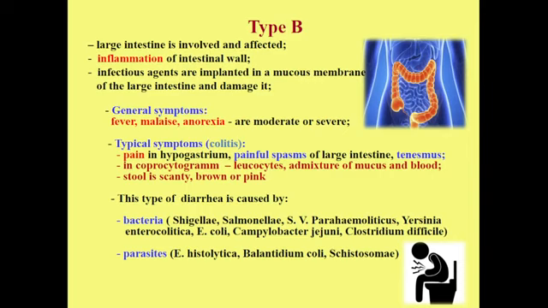In coprocytogram, we can see leukocytes, admixture of mucus and blood. Again, admixture, not bloody diarrhea, admixture of mucus and blood. The stool is still scanty, brown or pink, maybe due to admixtures of blood. This type of diarrhea is caused by bacteria like Shigella, Salmonella in its colitic form, Yersinia enterocolitica, Escherichia coli, some of its strains, Campylobacter jejuni, Clostridium difficile, and some parasites like Entamoeba histolytica, Balantidium coli, or Schistosoma.